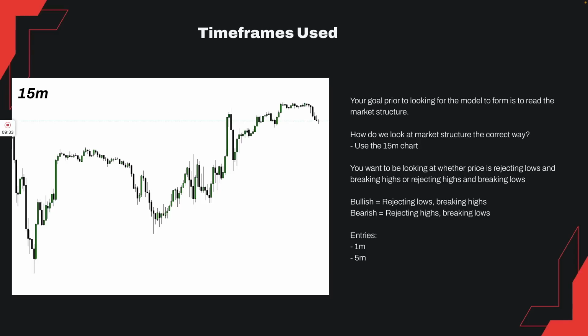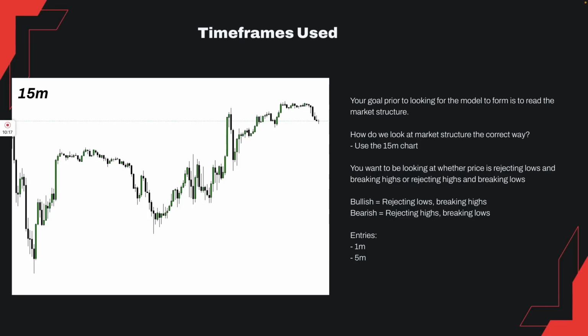The correct way: head over to a 15-minute chart, and you want to basically verify whether price is rejecting lows and breaking highs, or rejecting highs and breaking lows. From my previous videos, I have basically explained this. However, I will repeat. Bullish order flow means we are rejecting lows and breaking highs. Bearish order flow is the complete opposite. We are rejecting highs and breaking lows.